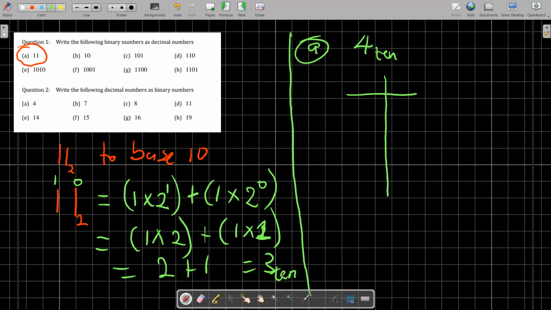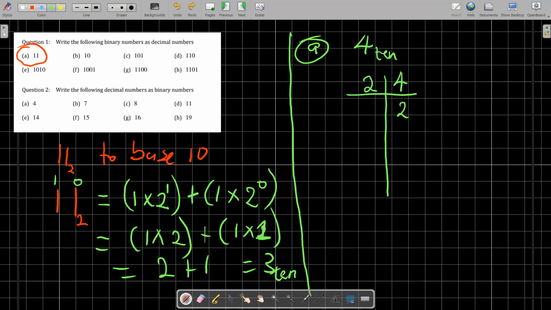Remember, you draw a 2-column table. You have 4 on the side, and the number you are converting to is binary, which is base 2. So you're going to use 2 to divide 4. Oh, sorry, I beg your pardon. I just made a mistake here.